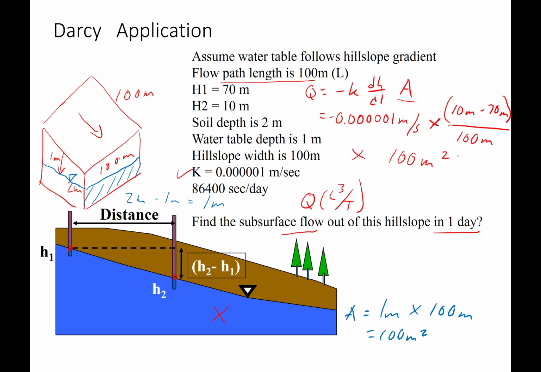And then you plug and chug, and you'll end up with meters per second if you multiply and do all these different calculations. So basically what we have to do is just convert by 86,400 seconds per day to get ourselves a flow per day. All right, I'll let you do that calculation yourself.